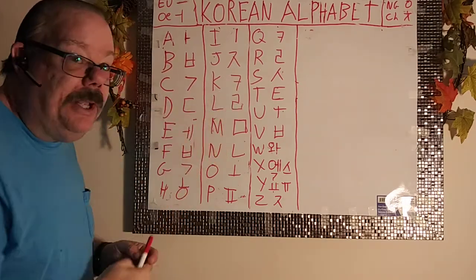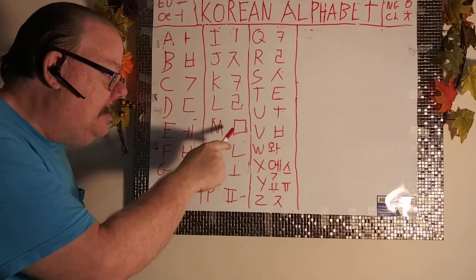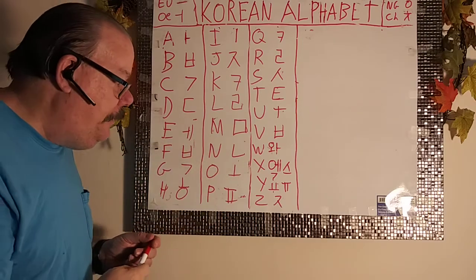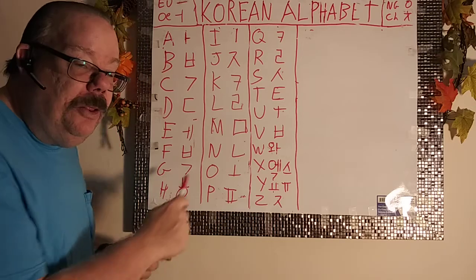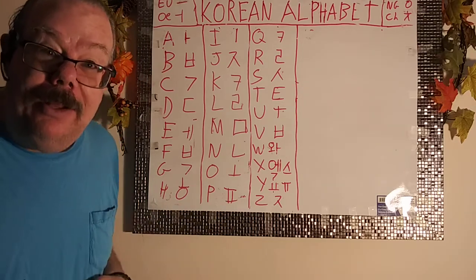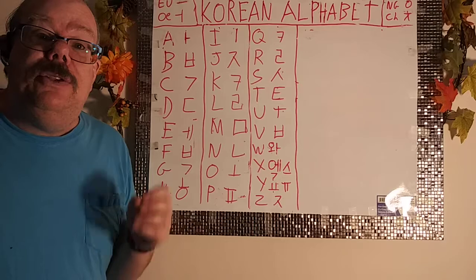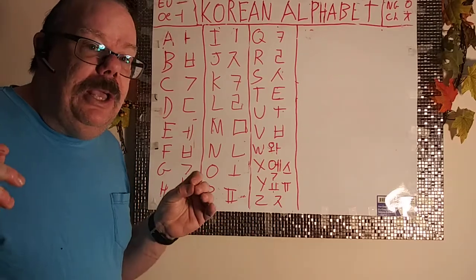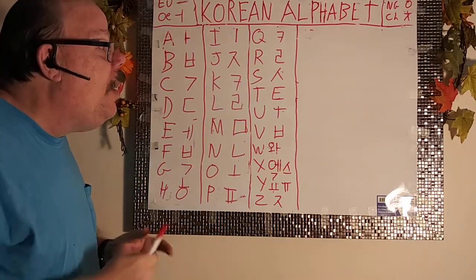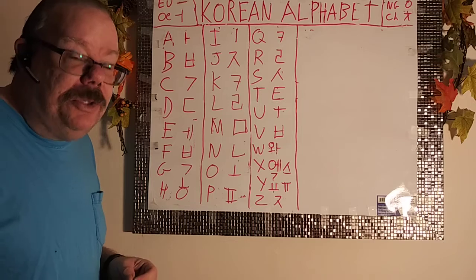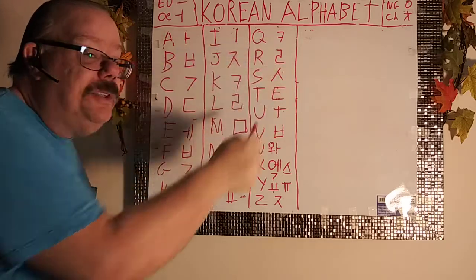L, looks like a 2. M, looks like a square. N, looks like a right angle. O, looks like an upside down T. P, looks like the pi symbol. See? Association. Q. They do not have Q in the Korean language. So they generally use the K. R, again, looks like an upside down 2. S, looks like an upside down Y.